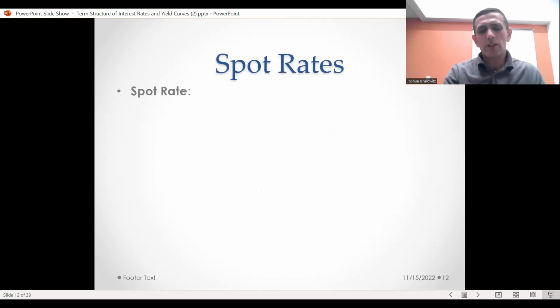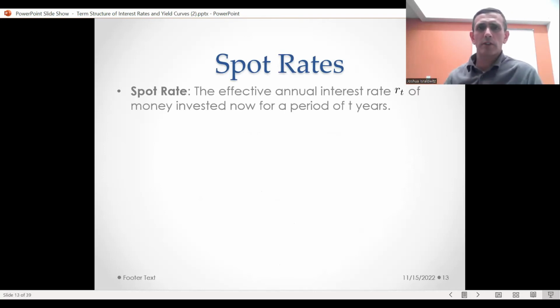Okay. So in general, we can apply this concept. There's nothing special about the yield curve and bonds. So applying this concept in general gives us a spot rate. A spot rate is the effective annual interest rate, RT, of money invested now for a period of T years. And actually, before I do more about this, I just want to, I won't play this.